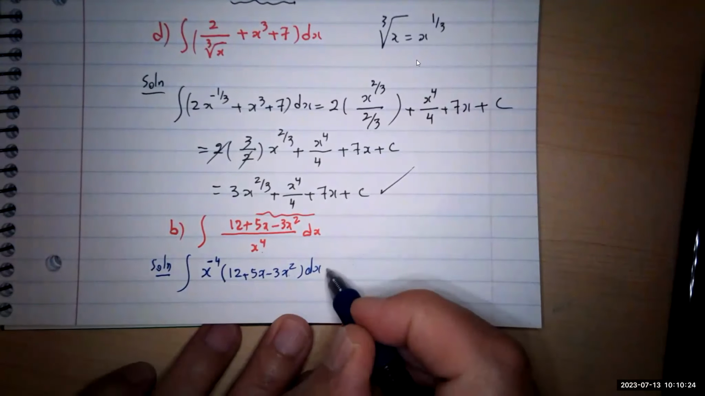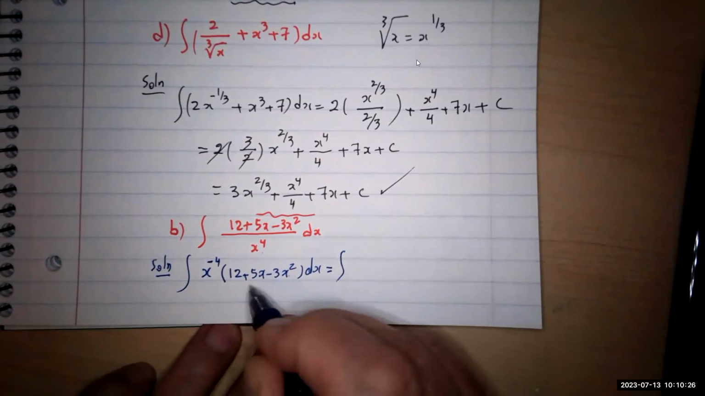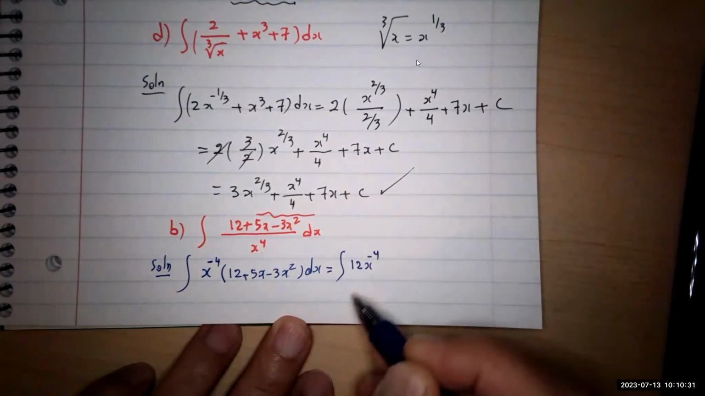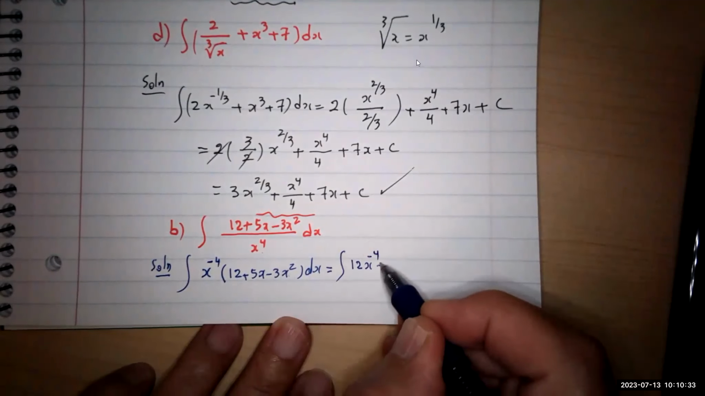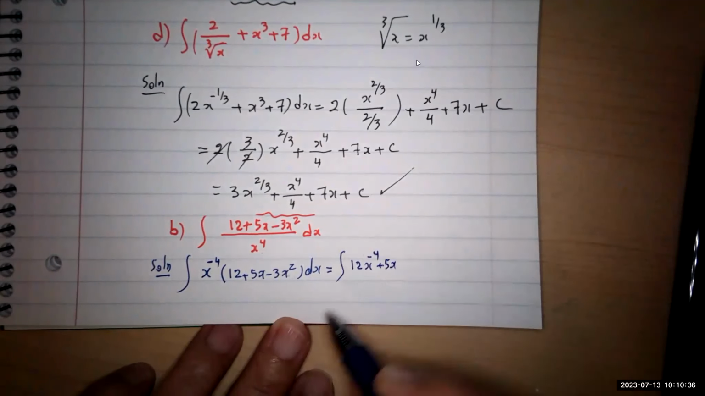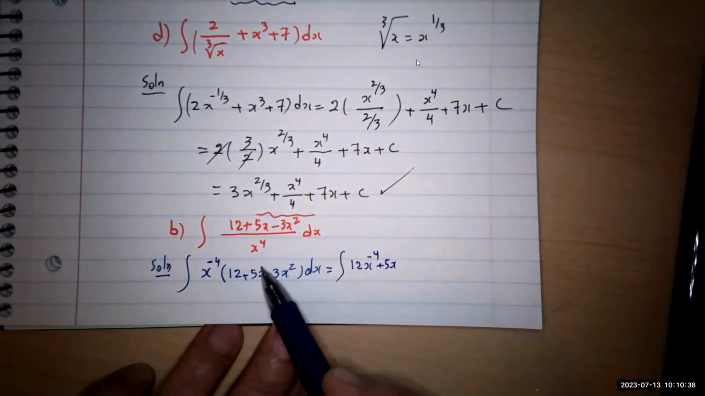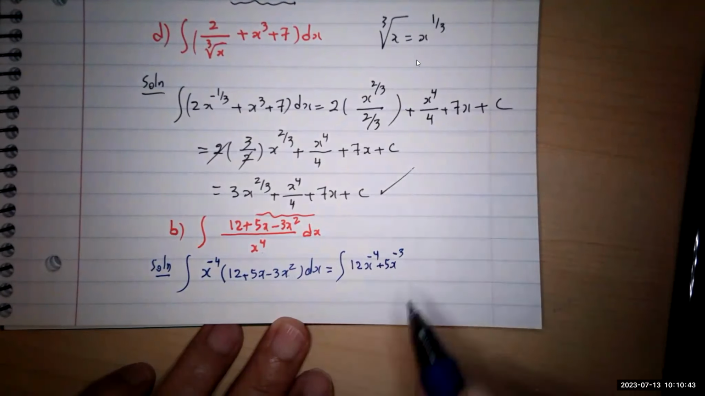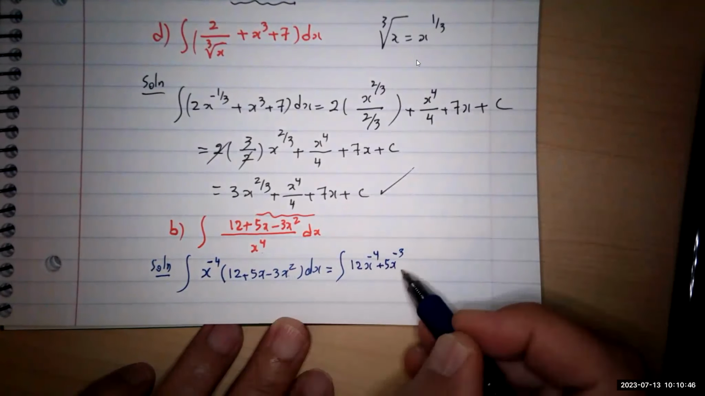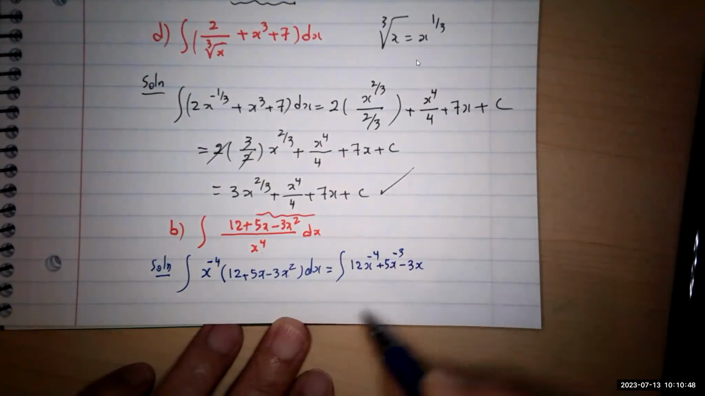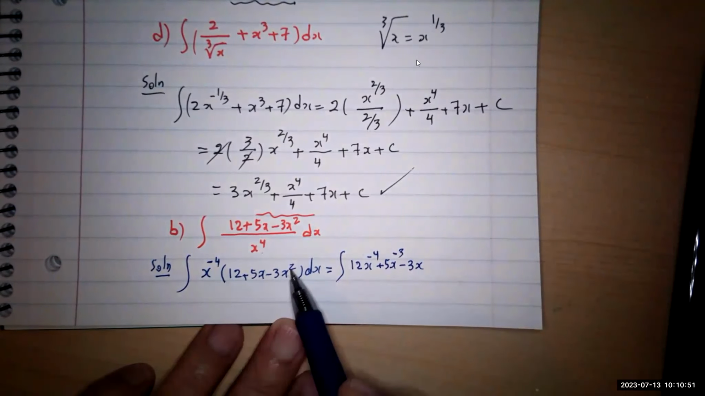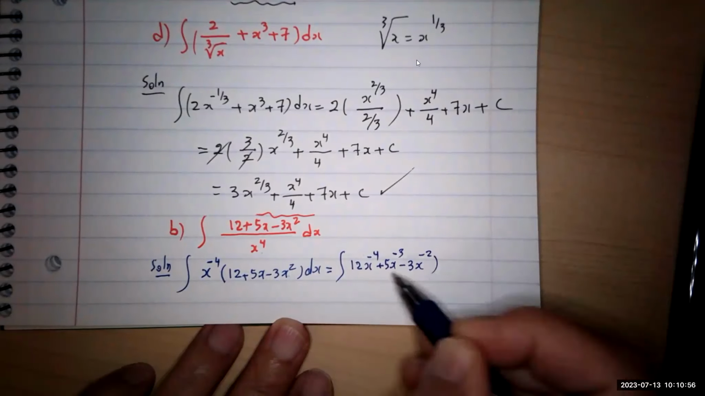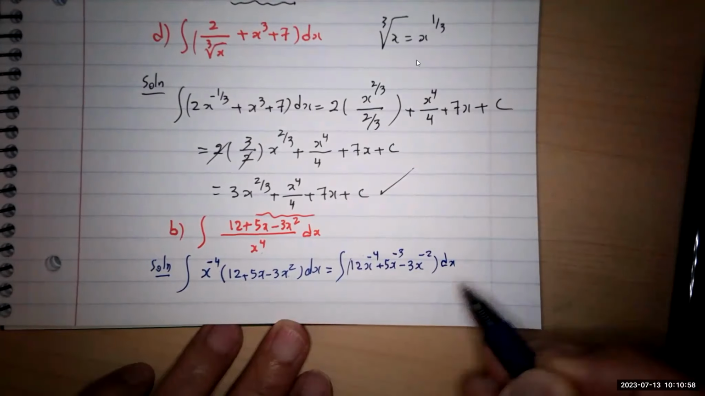So this is going to be equal to, multiply, go forward, 12x to the -4. Repeat it again, plus 5x to the, you see, the power -4 plus 1 would be -3. Sorry. And you continue, minus 3x to the -4 plus 2. -4 plus 2 would be -2, dx. You see, that's the way you do it.